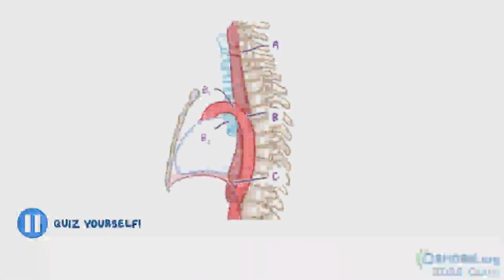Let's take a quick break and try to identify the 4 anatomical areas of constrictions in the esophagus.